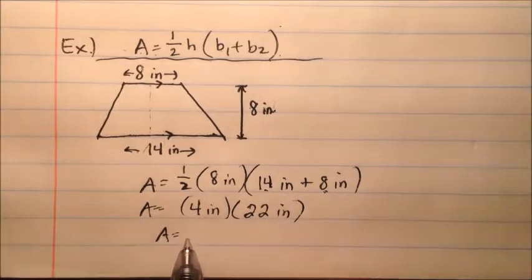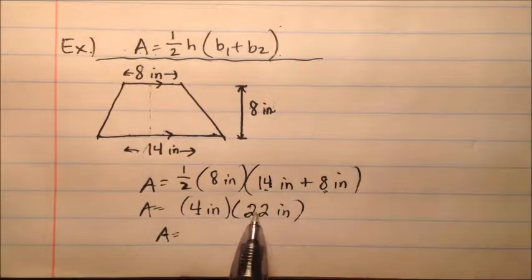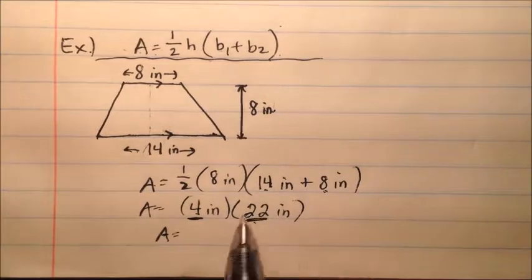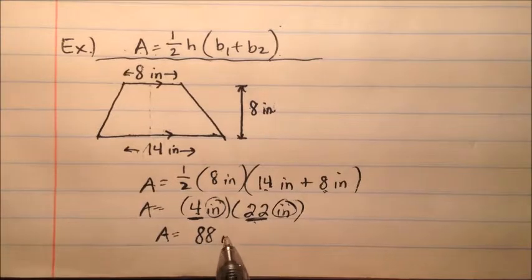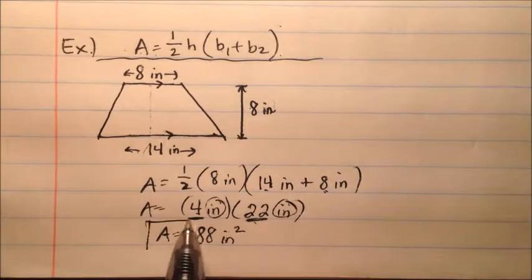So it looks like we're going to multiply this right here: 4 inches times 22 inches. So 4 times 22 is 88. And inches times inches is inches squared.